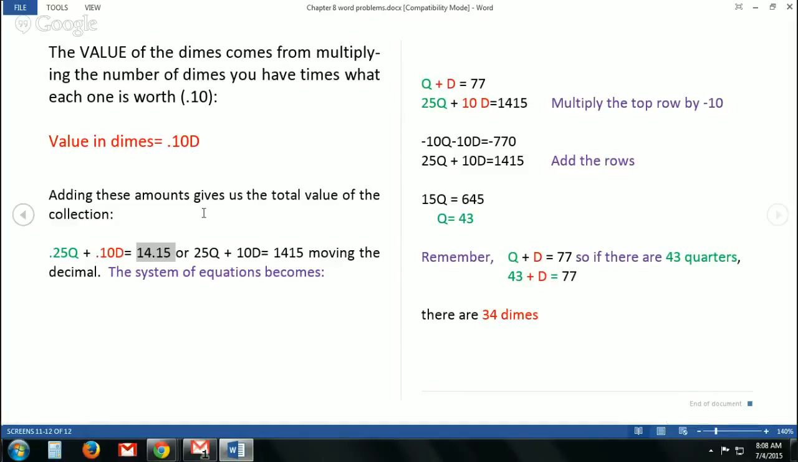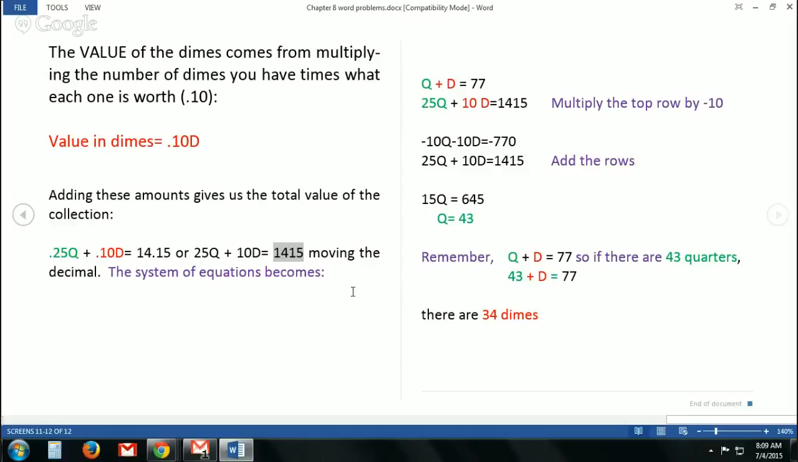$14.15. Now, again, I don't really like those decimals, so I'm going to choose to multiply everybody by 100 to move the decimal 2 places, and that will give me something that is easier to work with. When I move the decimal 2 places all the way across, that's the same as multiplying by 100 on both sides. It gives me 25Q, 10D, and be sure that you multiply on the right-hand side as well. So 1415 with the decimal at the back.